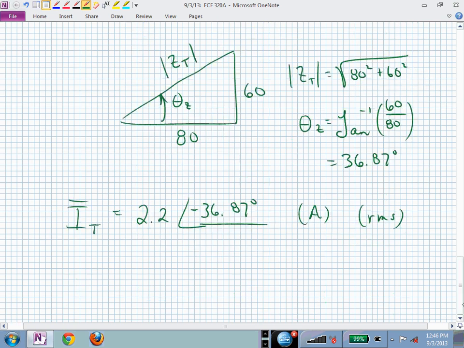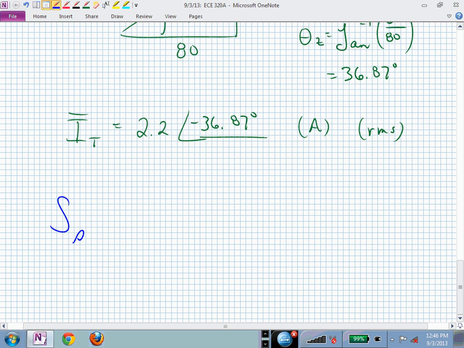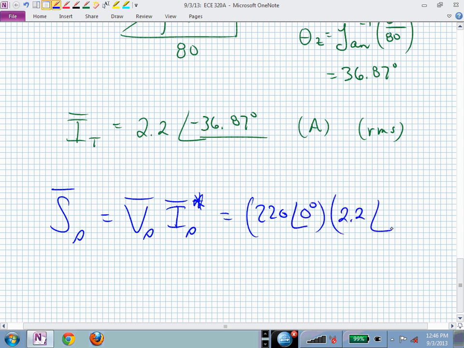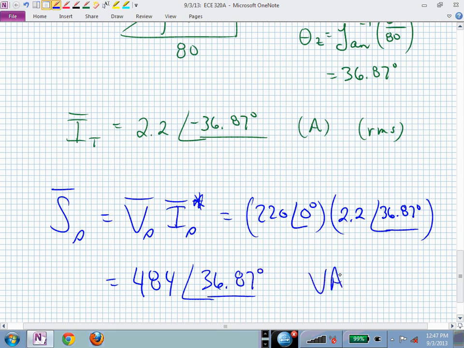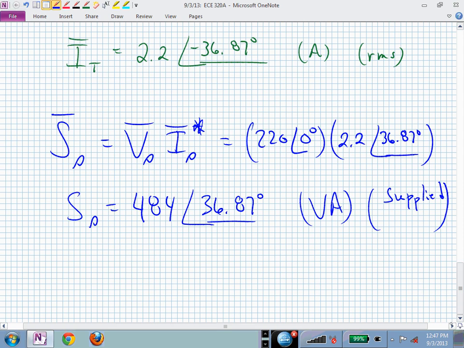And I can immediately use my complex power formula. I can now say, okay, here is my complex power supplied by the source is V sub S, I sub S conjugate, or 220 at 0, 2.2 at, if I go ahead and change the sign, which is what happens when I conjugate a complex number, I now have my complex power supplied by the source is 484 at 36.87 degrees volt amperes.